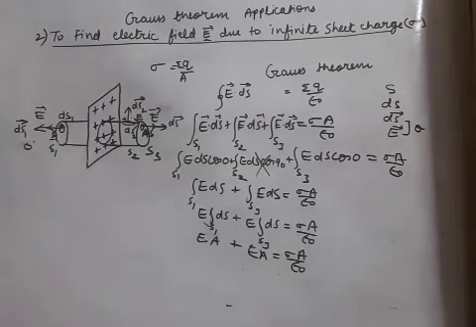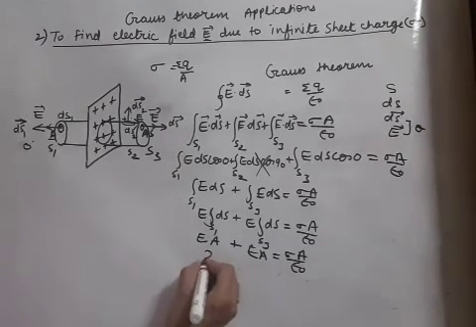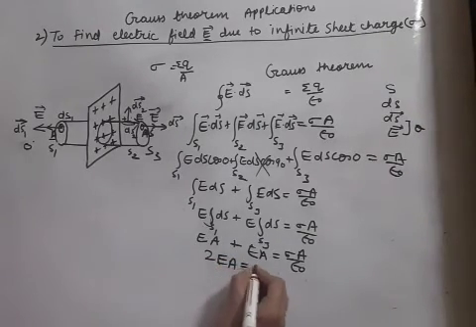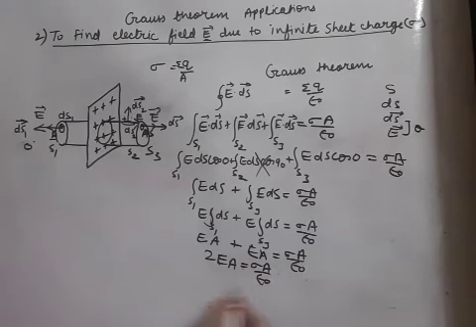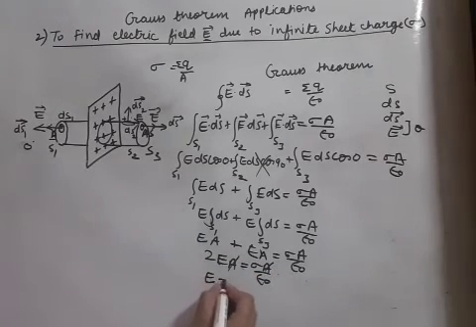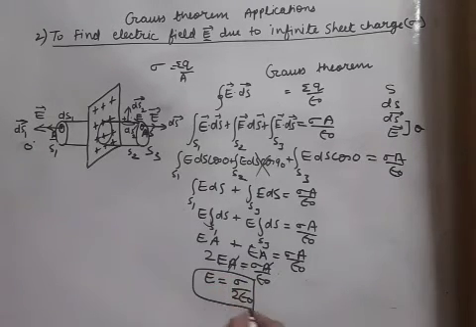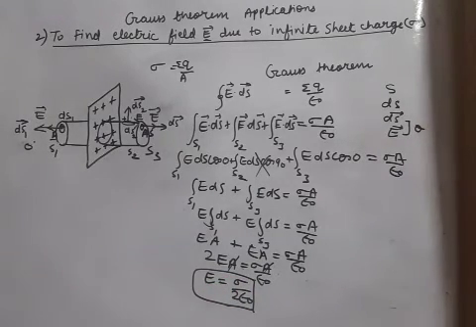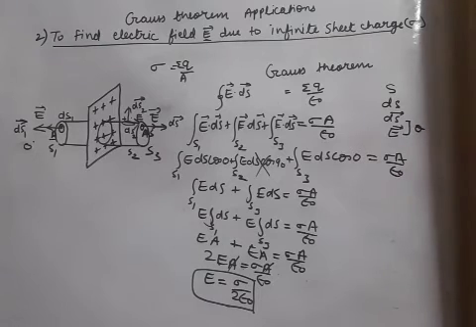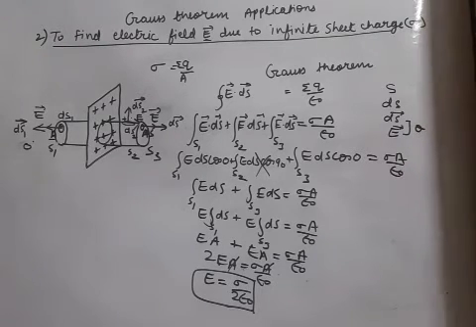Finally you see EA plus EA will become 2EA, equated on the right side. A and A cancelled. So answer of electric field we are getting is E equal to sigma upon 2 epsilon 0. So this is the final answer. Now we will discuss the conclusions.